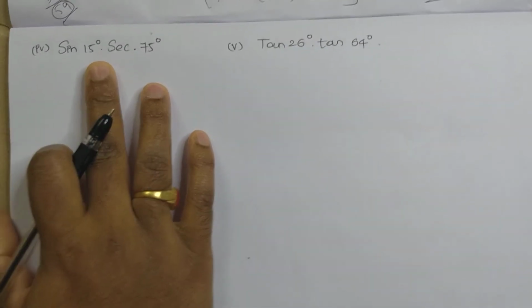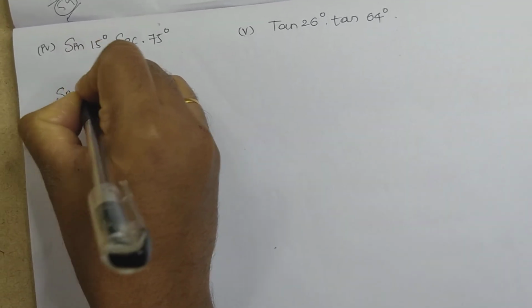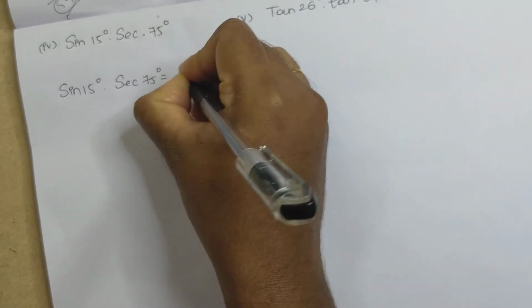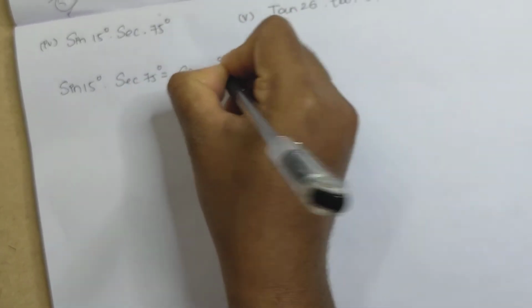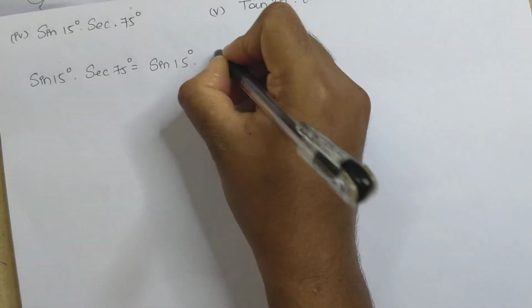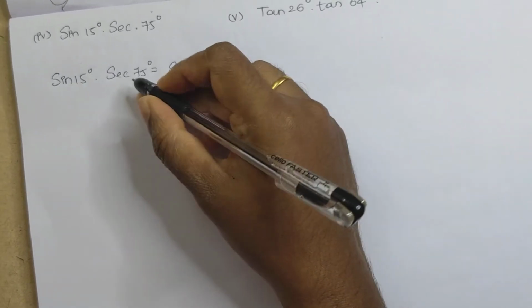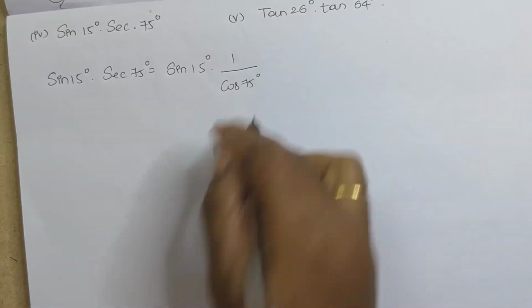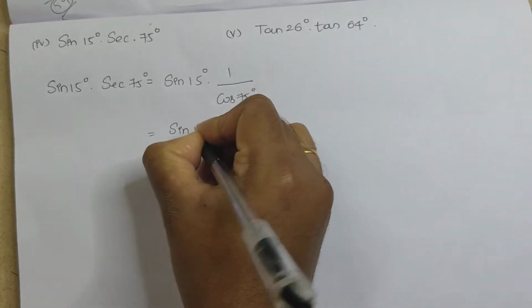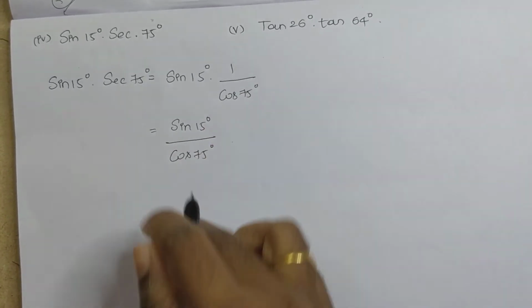Let's solve sub question 4 now. Sin 15 into secant 75. Sin 15 degrees into secant 75 degrees equals to, I will put the sine value like that only. Secant 75 can be written as 1 by cos 75. Can I write it like this? Because secant is nothing but the multiplicative inverse of cos. So that is equals to sine 15 degrees divided by cos 75 degrees.